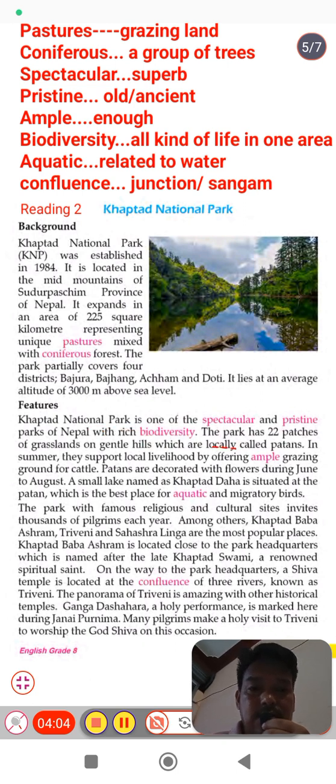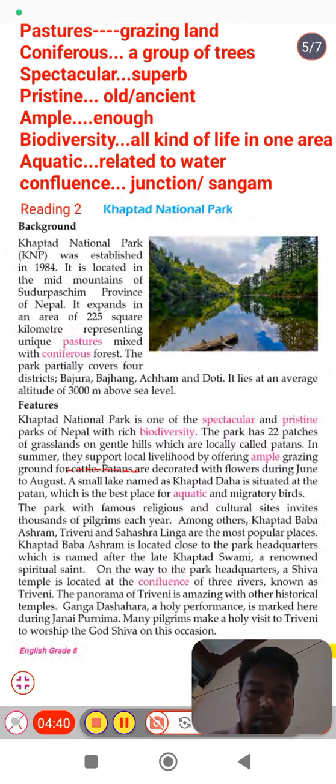This park has 22 patches of grassland on gentle hills, which are locally called patans. So dear students, in this park there are 22 patches, meaning areas of grassland with grass on gentle hills, which are locally called patans by the local people. Locally means local residents. They call this area patan.